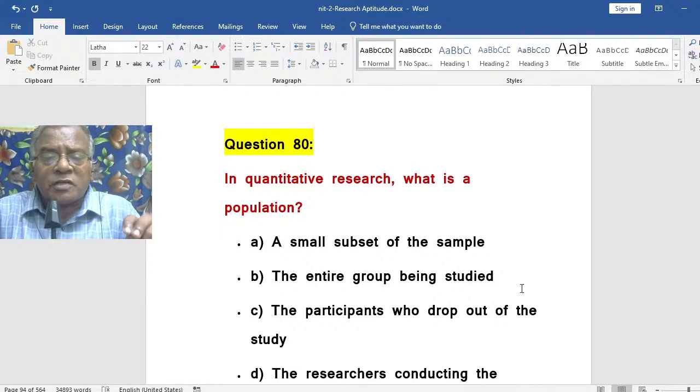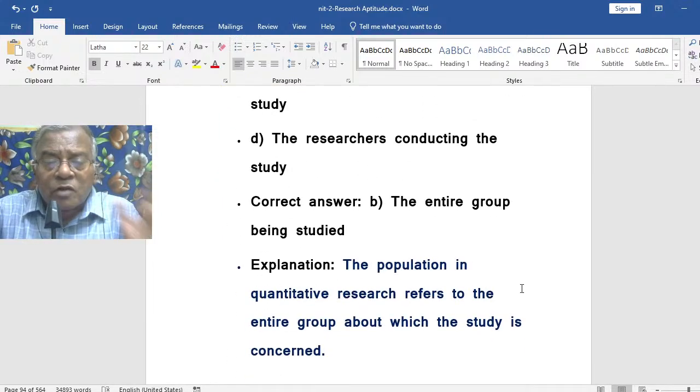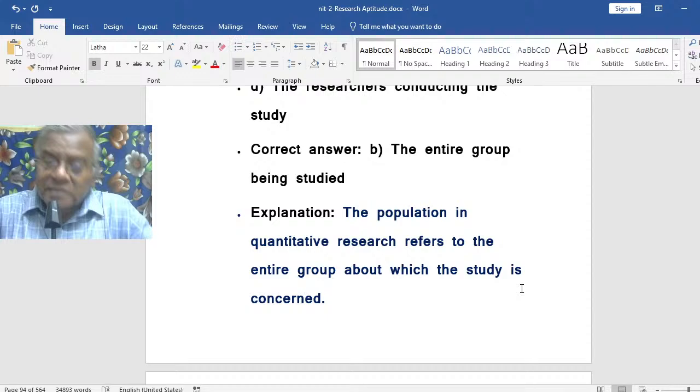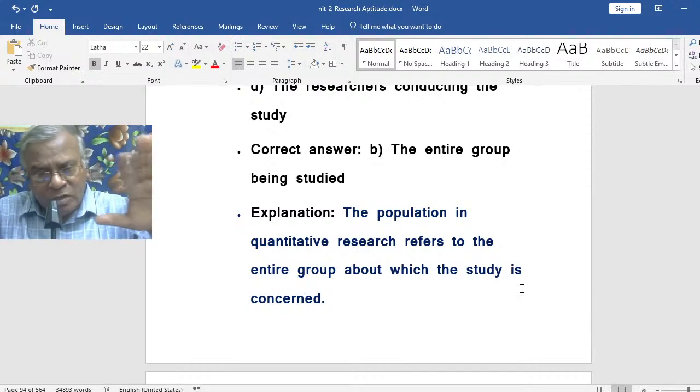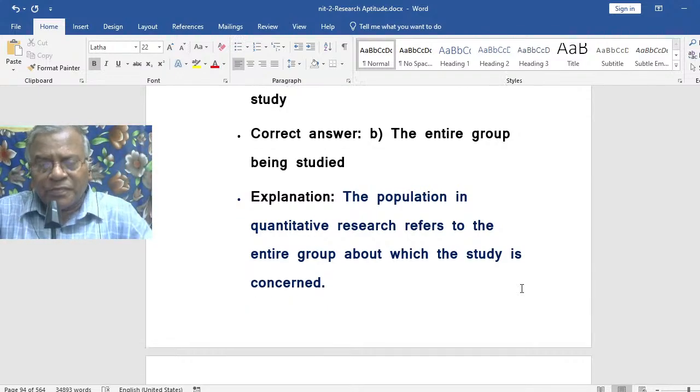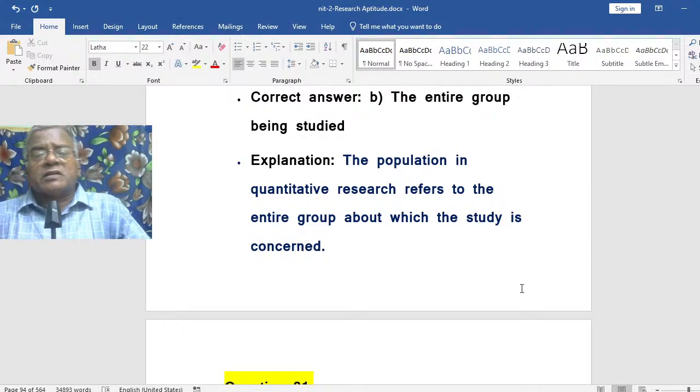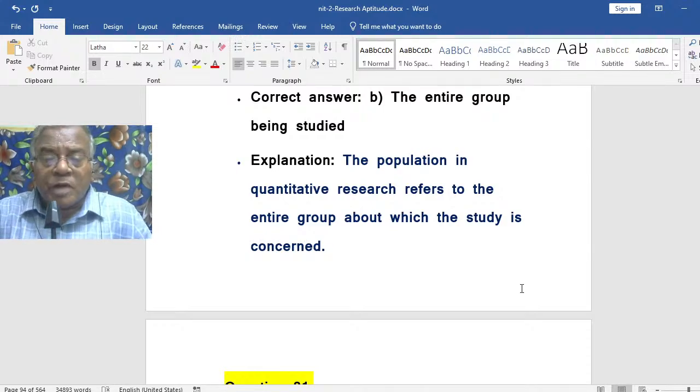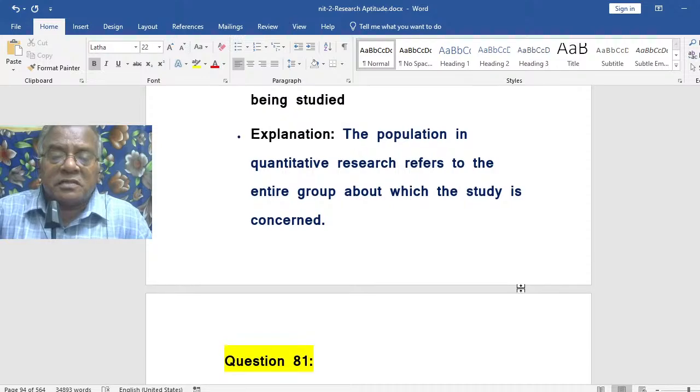In quantitative research, what is a population? That is the entire group being studied, as the entire group of B.Ed students, for example. The population in quantitative research refers to the entire group about which the study is concerned.